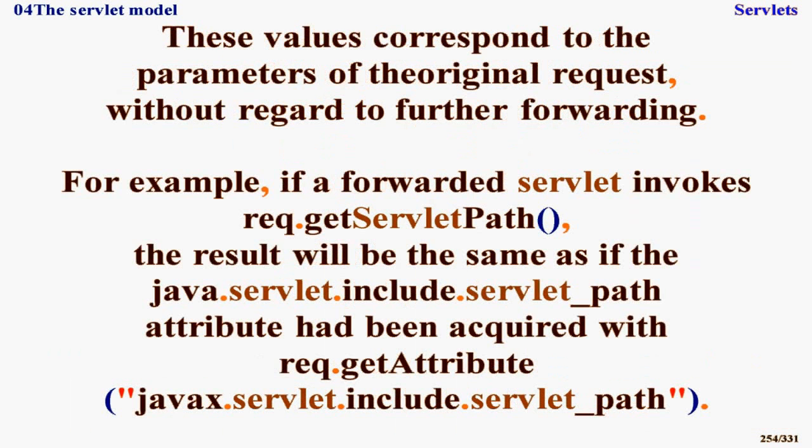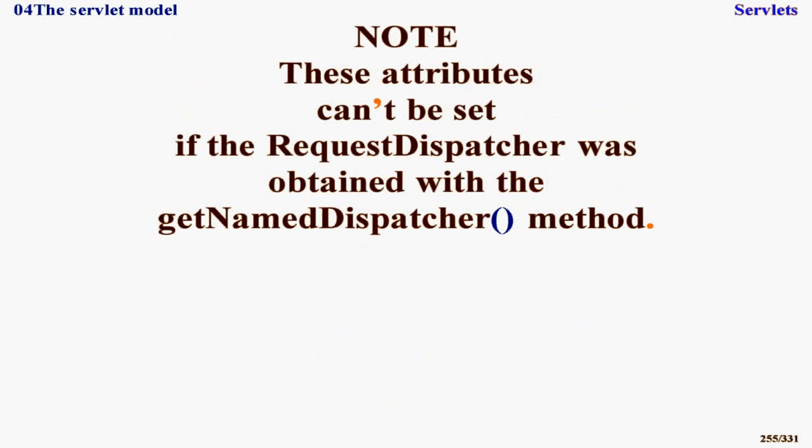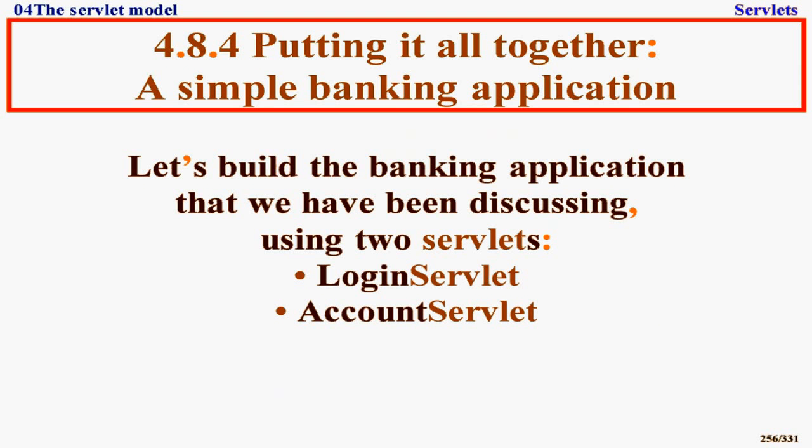These values correspond to the parameters of the original request, without regard to further forwarding. For example, if a forwarded servlet invokes req.getServletPath, the result will be the same as if the javax.servlet.include.servlet_path attribute had been acquired with req.getAttribute("javax.servlet.include.servlet_path"). Note these attributes can't be set if the request dispatcher was obtained with the getNamedDispatcher method. 4.8.4.